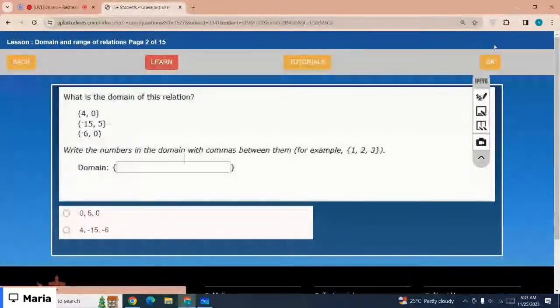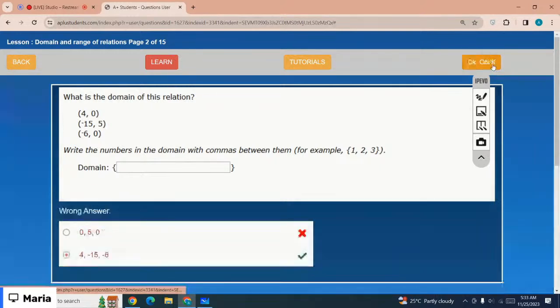Okay, what is the domain of this relation? The domain is 0, 5, 0. Option number 1 is the correct option. Oh, domain, sorry, not range. The domain is all the x values, right? So that is 4, -15, and -6. Option number 2 is the correct option, right? Just read the question carefully.